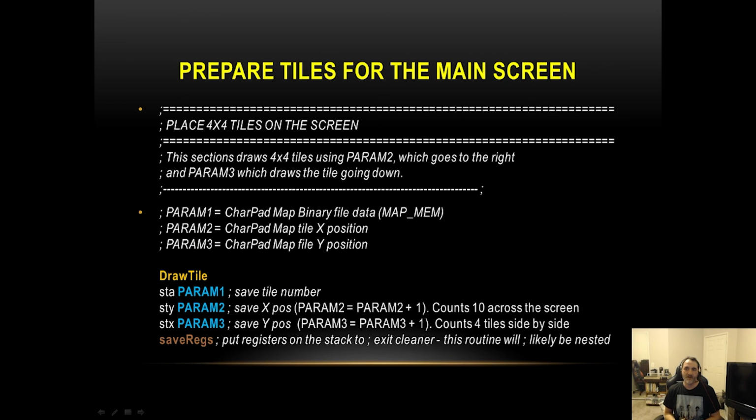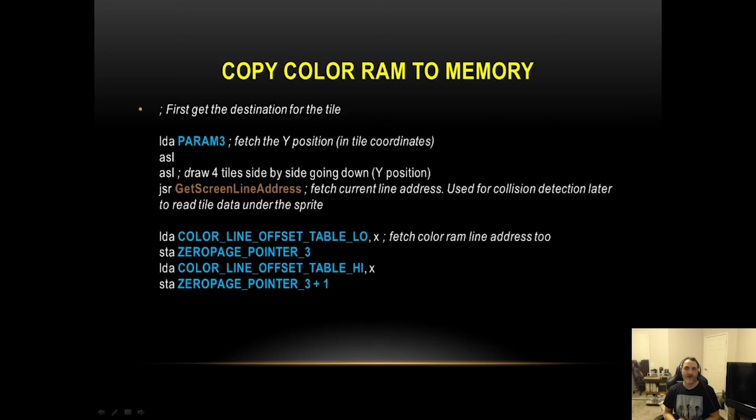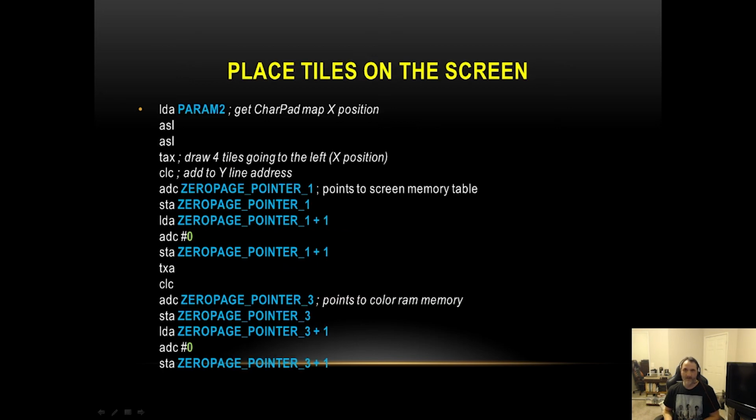Prepare tiles for the main screen. So here we're just setting up some variables, and I listed what param1, param2, and param3 do for reference. Copy color RAM to memory. Place tiles on the screen.